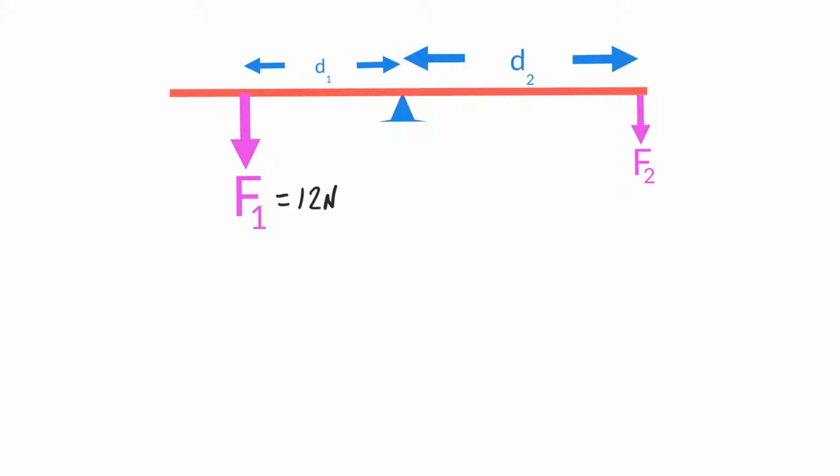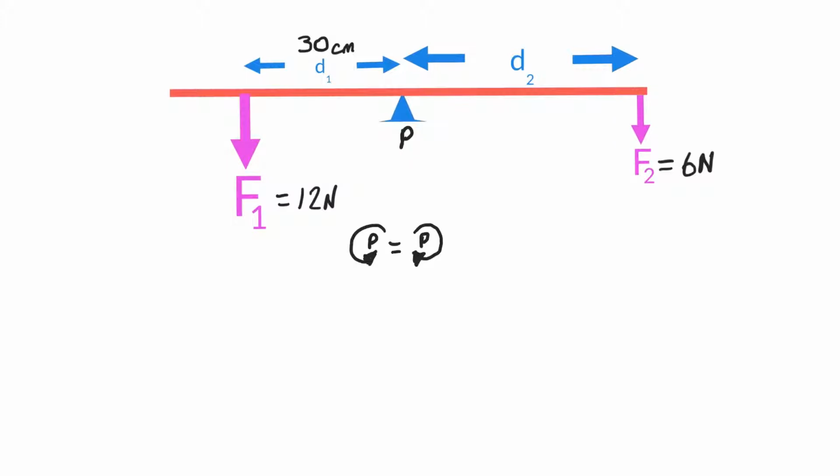So let's make F1 12 newtons and d1 30 centimeters and F2 6 newtons, and so in this problem we'll be expected to find d2. So the 12 newtons is trying to create an anti-clockwise moment, and the 6 newtons is trying to create a clockwise moment. So we can say if this is an equilibrium, if it's balanced, then the anti-clockwise moment must equal the clockwise moment about the pivot. And we can write that in symbols like that.